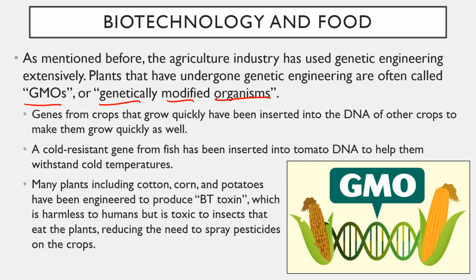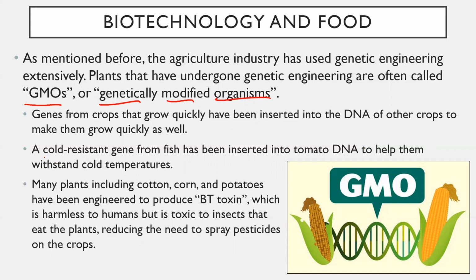So genes from crops that grow quickly have been inserted into the DNA of other crops to make them grow quickly as well, right? So in other words, that's a very common application of GMOs. It's to get crops to grow much quicker. And that's really useful for places like southern Alberta, which really don't have a very long growing season compared to a lot of other places. You want your crop to grow very quickly because, let's face it, it's winter at least half the year, right? You have to be able to grow your crop relatively quickly.